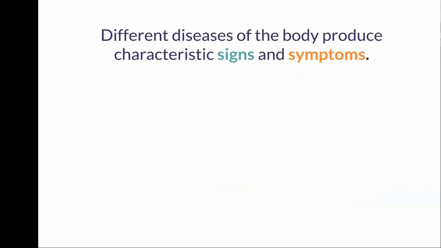I like to start with the very basics, meaning the understanding that different diseases that affect the different parts of the body are going to produce different signs and symptoms that are manifestations of an underlying disease process. Okay?